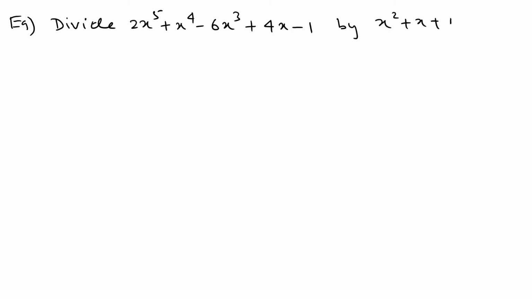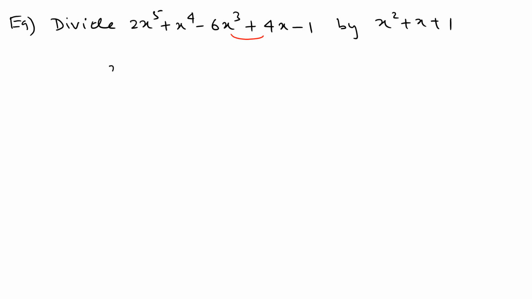So divide 2x to the 5th plus x to the 4th minus 6x cubed plus 4x minus 1 by x squared plus x plus 1. So you can see it is a quadratic, it's not linear anymore. So the argument is the same. First we're going to check whether anything is missing. You can see the x squared term is missing here. So we're going to make sure that we add that term.